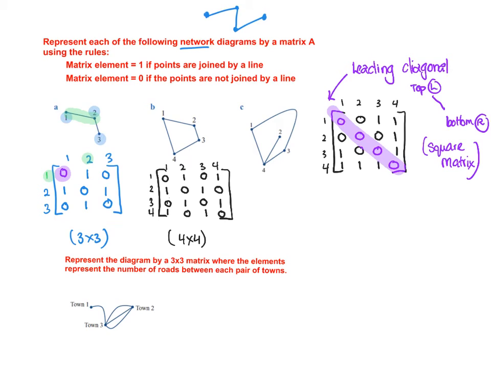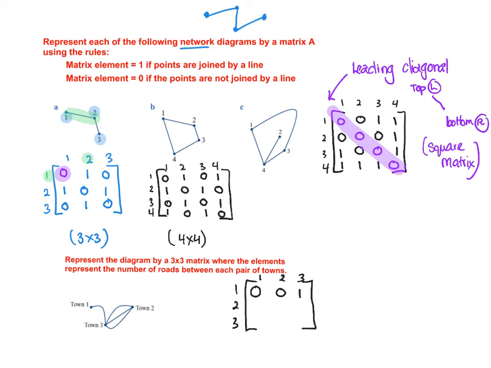All right, let's do this. They said represent the diagram by a 3 by 3 matrix where the elements represent the number of roads between each town. So because I've got 3 towns, I've got to do a 3 by 3. Okay, with town 1 to town 1, are there any paths? No. Between 1 and 2, are there any paths? No. Between 1 and 3, is there a path? Yes. 1. Good. There's only one of them, isn't there?